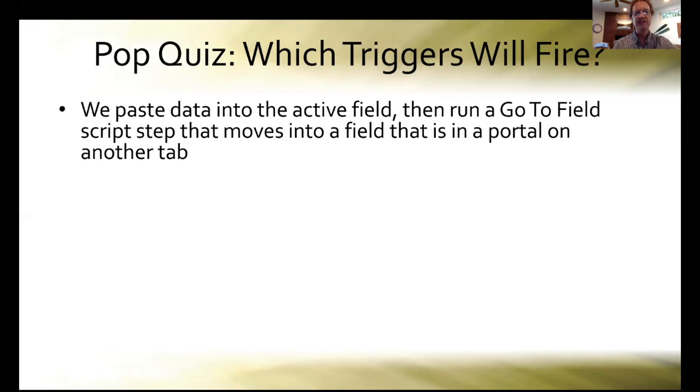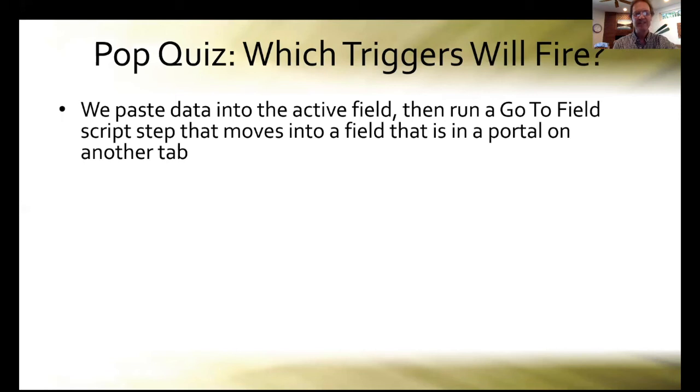If we paste data into the active field, then run a go to field script step, or in other words, run a script that has a go to field script step in it that moves into a field that's in a portal on another tab. All right, one at a time. Let's walk through which script triggers. We'll see how well we know them, and then I'll conclude.